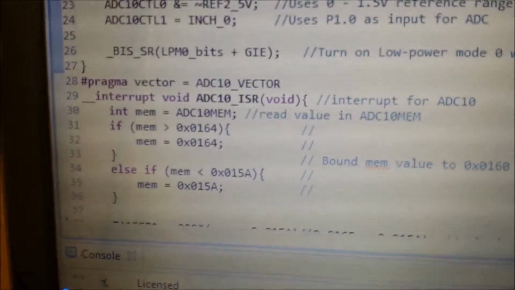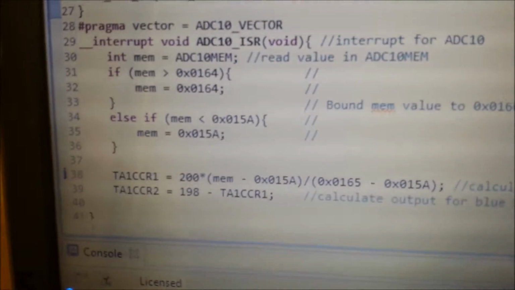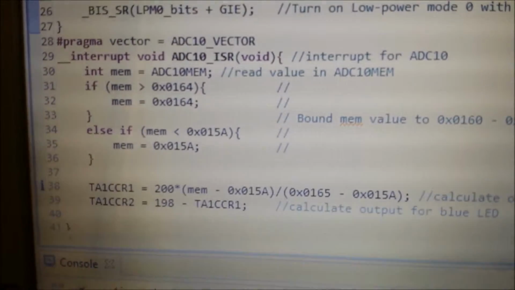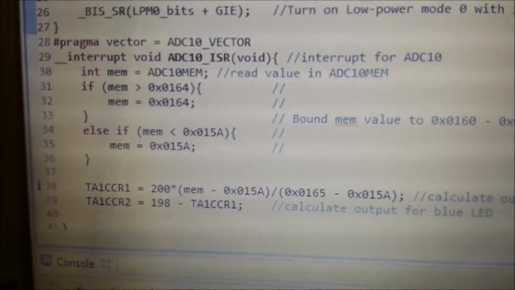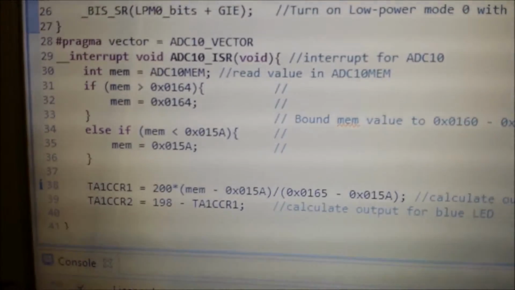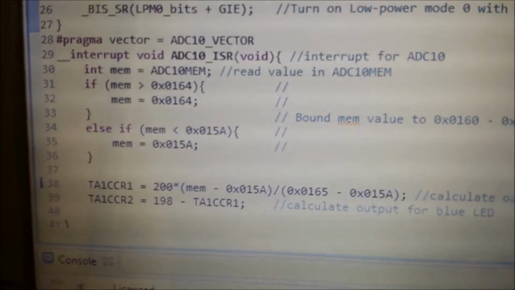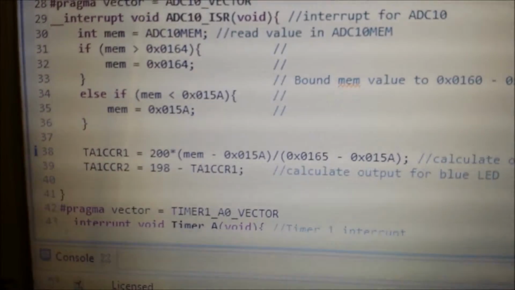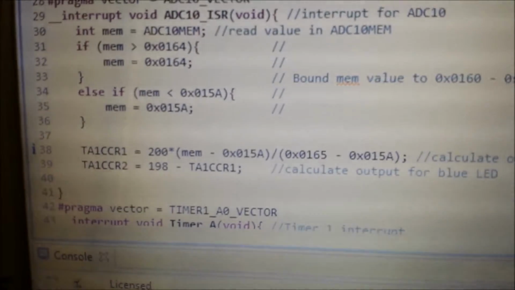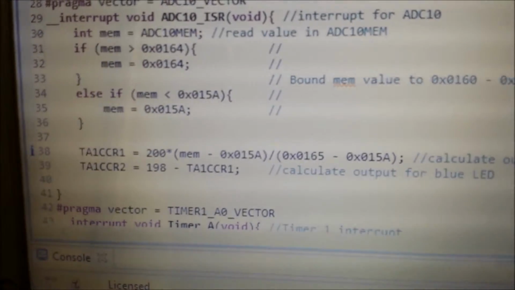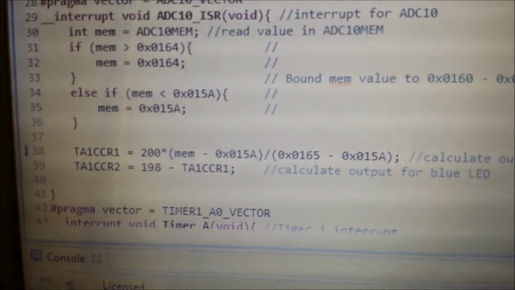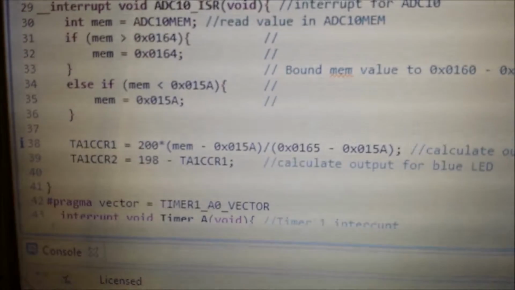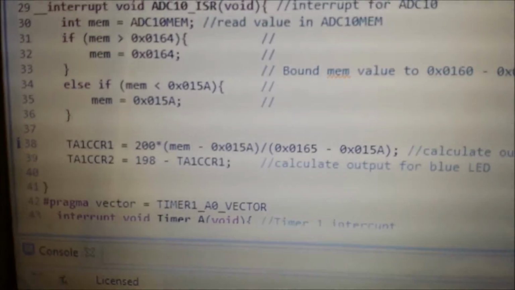For my interrupt vector for ADC10, I calibrated the upper and lower range of the ADC10 MEM to hex 0164, which is the upper range, to hex 0158, which is the lower range. CCR1 is calculated to be 200 times the fraction of MEM in that range, and CCR2 is just 198 minus CCR1. The reason I keep 198 there is because when I set it to 200, the light would flicker.